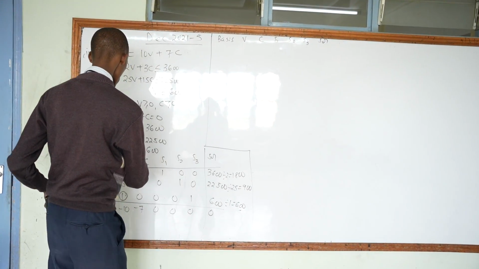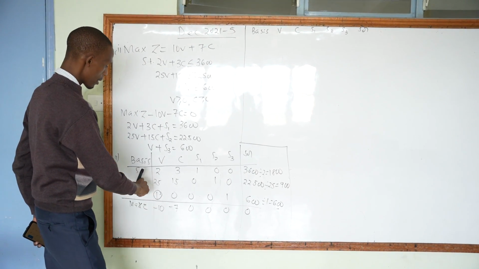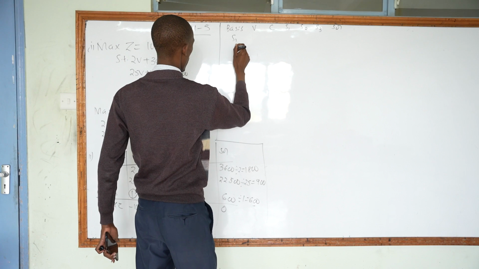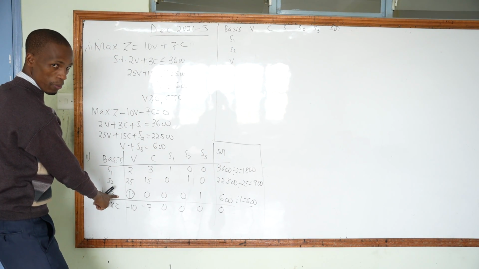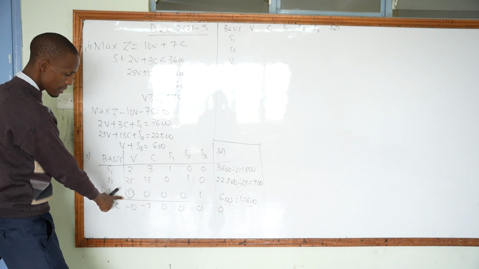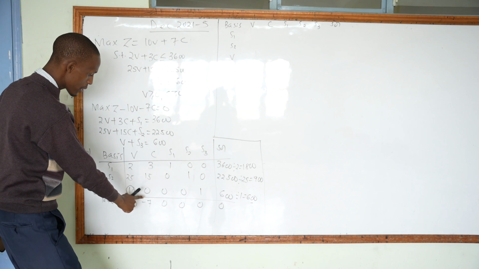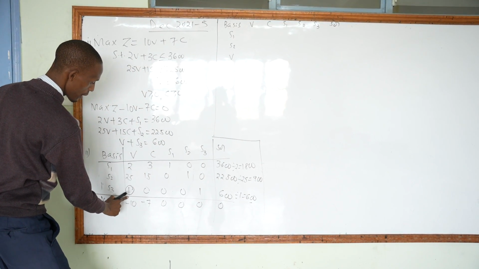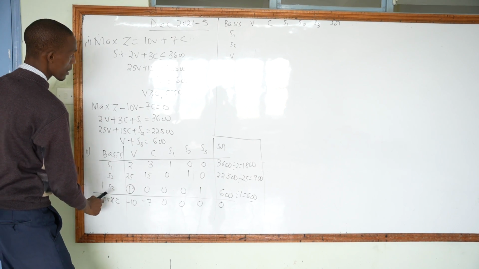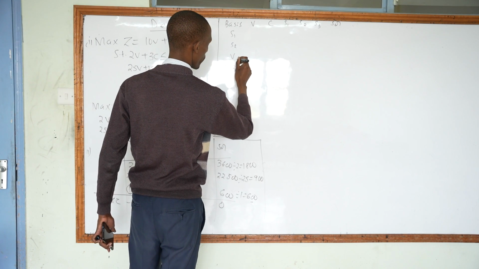So then you have this one will come and replace S3. Remember when they intersect, it will come. So you have S1, S2, and V will now take the place of S3 because we have determined this is the pivot element, column and row. Why do we say this is the pivot element? Where the pivot row and the column intersect. And therefore this will come and take the place of that. Then maximize Z.